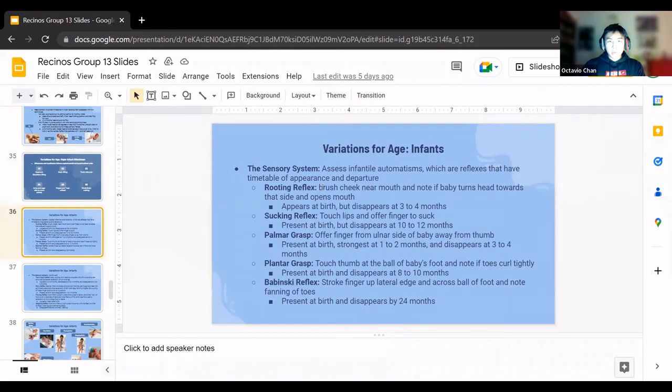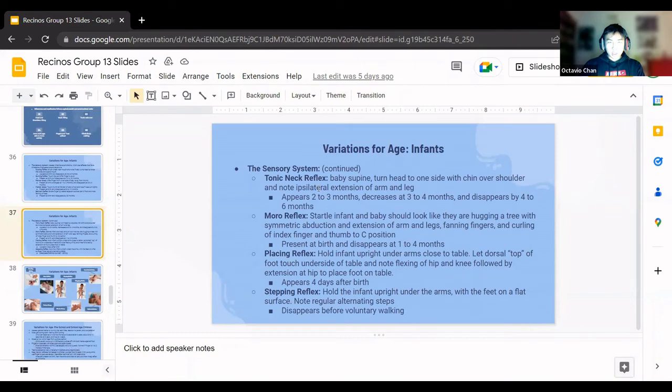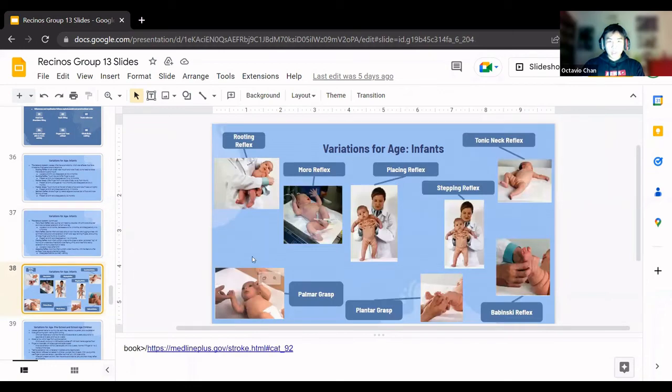So for the sensory system of an infant, you want to assess infantile automatisms, which are reflexes that have a timetable of appearance and departure. These reflexes include the rooting reflex, the sucking reflex, the palmar grasp, the plantar grasp, the Babinski reflex, the tonic neck reflex, the Moro reflex, the placing reflex, and the stepping reflex. And here are just a few pictures of the different reflexes that you can assess on an infant.